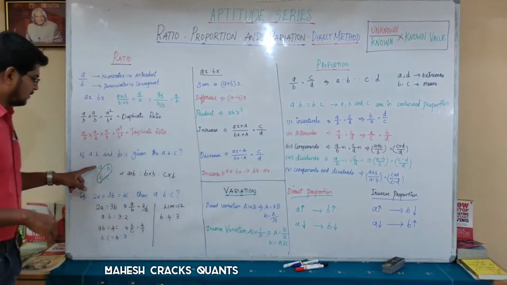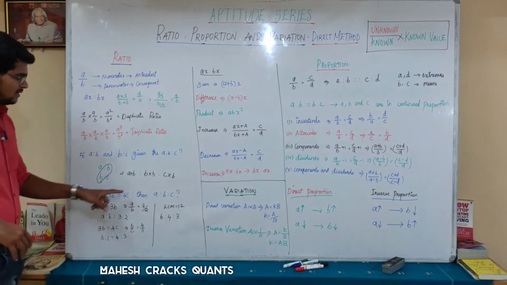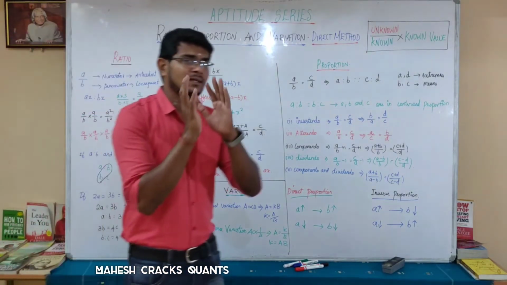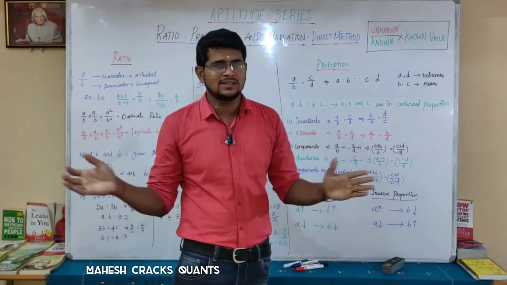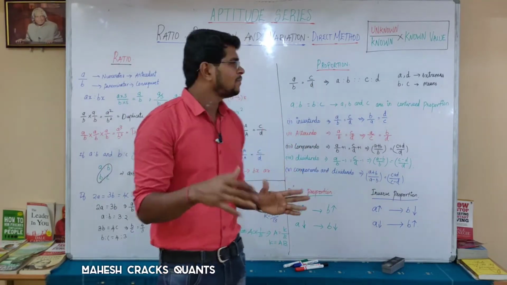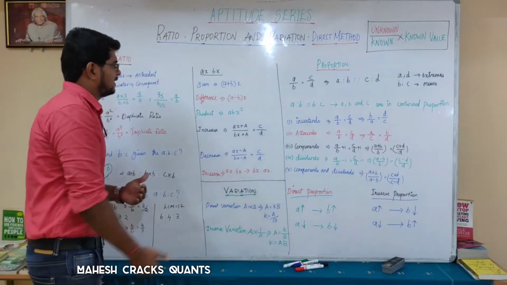Otherwise, we will use this method to find the ratio. The ratio should be in least integers, which means there should be no common factor among all the numbers. Okay, let's move on to the next thing.